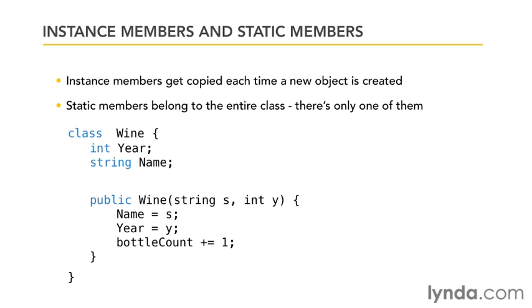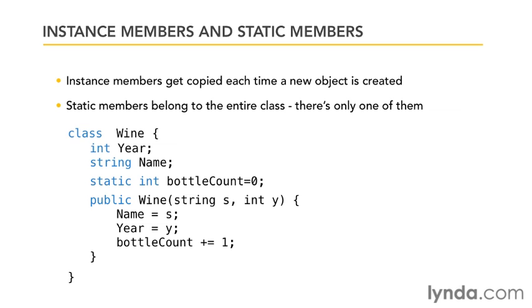But suppose we wanted to keep track of how many bottles we had in our cellar. Well, it seems a little silly for each instance of the wine class to keep track of its own bottle count. We only need one variable to do that. So we would have a static member called bottle count. And in this case, bottle count belongs to the entire wine class. And each instance of the wine bottle will be able to reference this member, but it doesn't belong to any one of them. It belongs to the entire class.